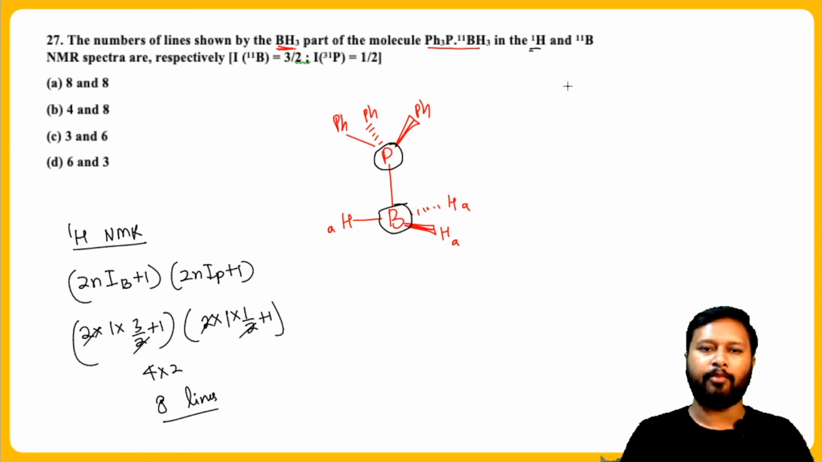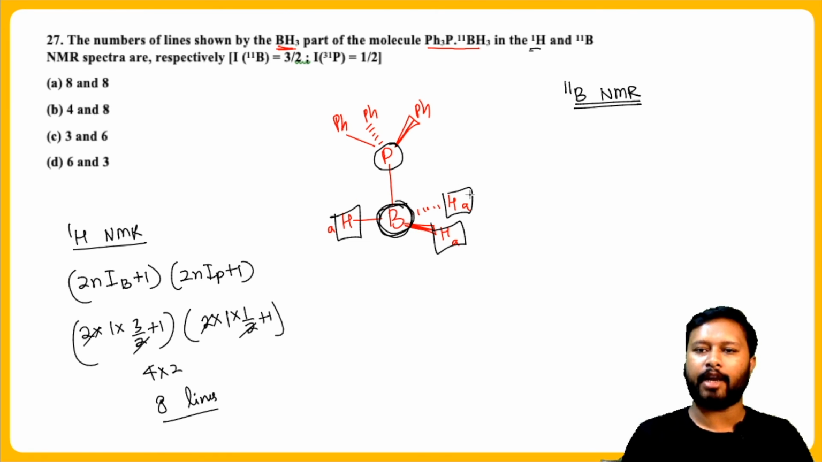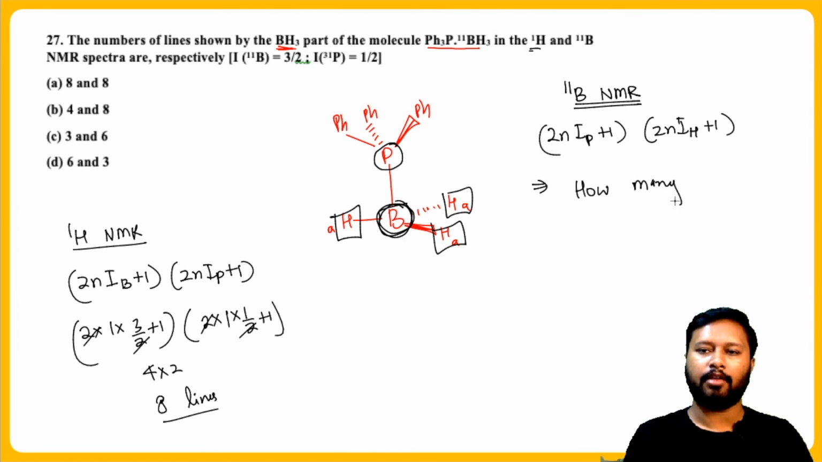Now if I do 11B NMR for the same molecule, who will split this boron? This boron will be split because of phosphorus and also because of these hydrogens which are surrounding it, right? So first of all, we will write down 2nIP plus 1, that means splitting because of phosphorus, and then 2nIH plus 1, that is splitting because of hydrogen. You have to solve this and tell me how many lines you are going to get, and also which will be the correct answer in this question.